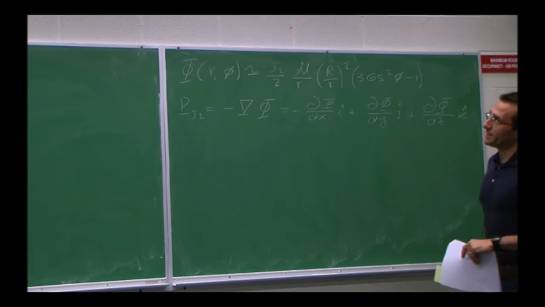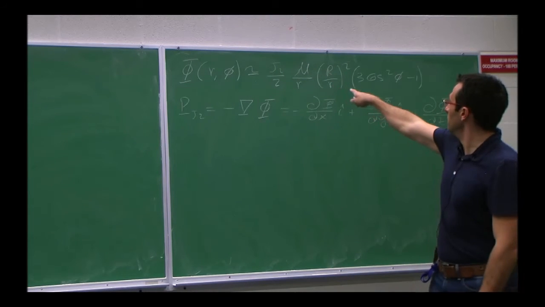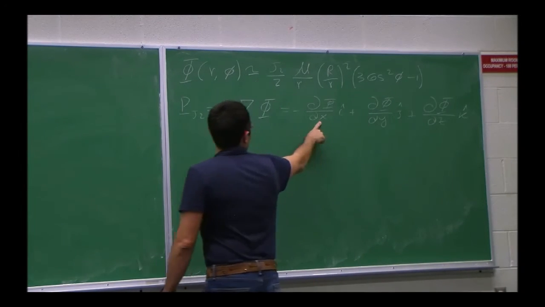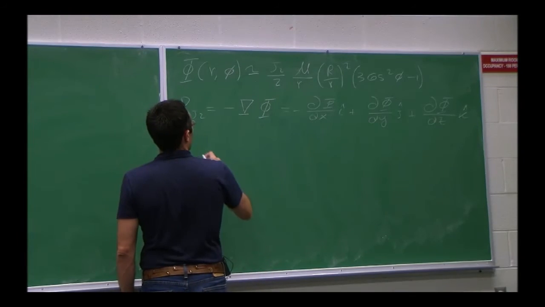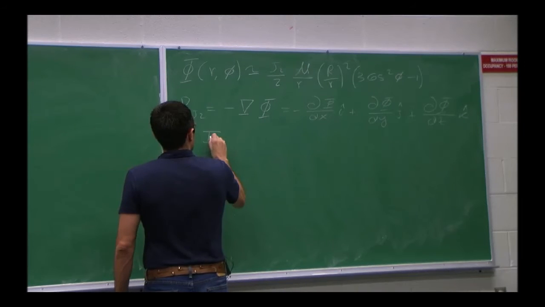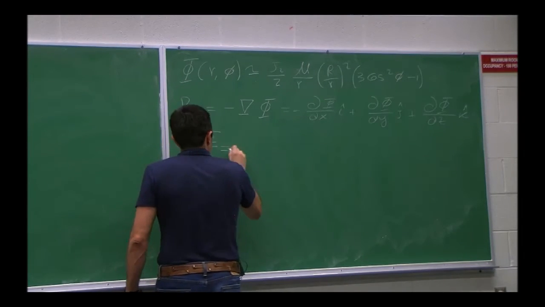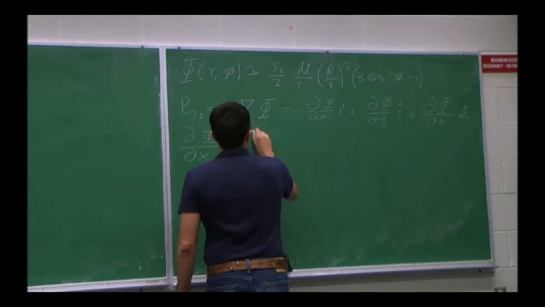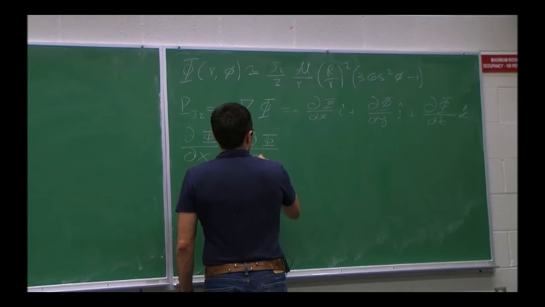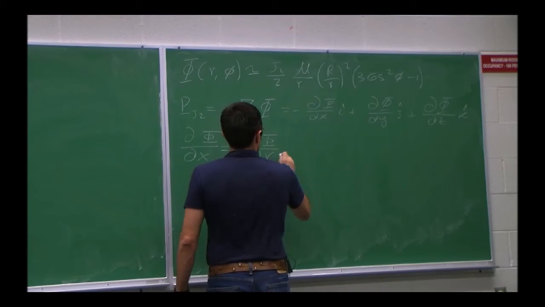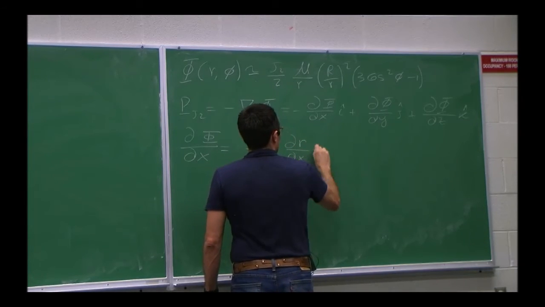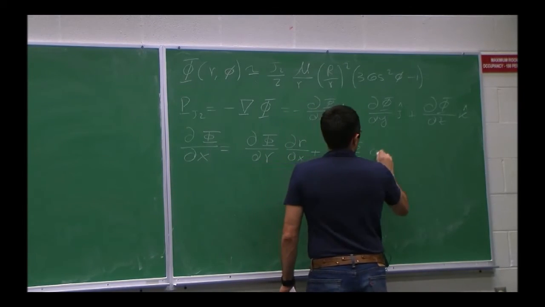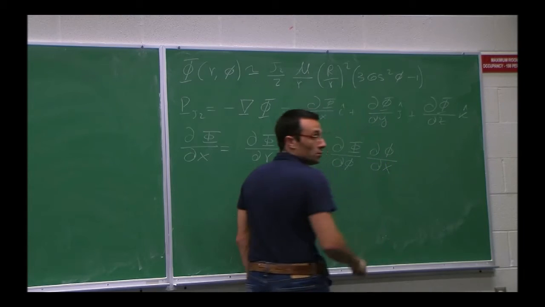But the phi I gave you is not a function directly of x, y, and z. So we're going to do this one, and then the rest follows, the procedure follows. Just for fun, we're going to do this one: the partial of phi with respect to x. Since I don't have a direct expression of phi in x, I will have to compute the partial of capital phi with respect to r, I see r here, times the partial of r with respect to x, plus the partial of capital phi with respect to little phi, the angle, times the partial of little phi with respect to x. Chain rule, right?